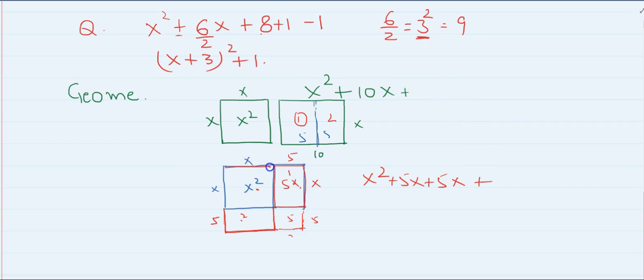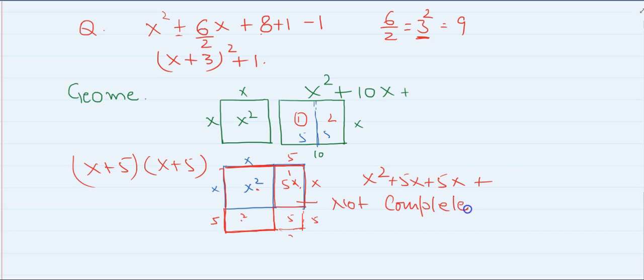Then to make it a complete square, this is what? x plus 5. And this is also x plus 5. But we don't have this. This is not a complete square. We have to add this area. We have to add this to make it a complete square.